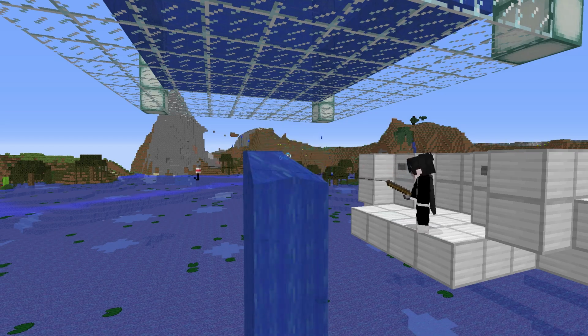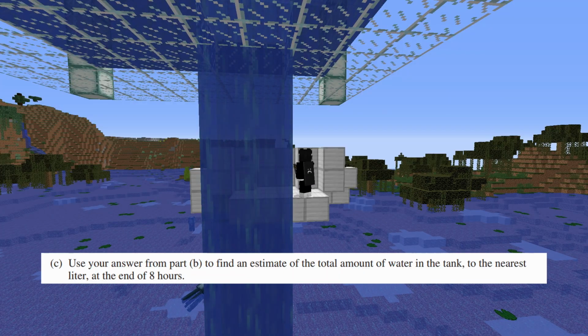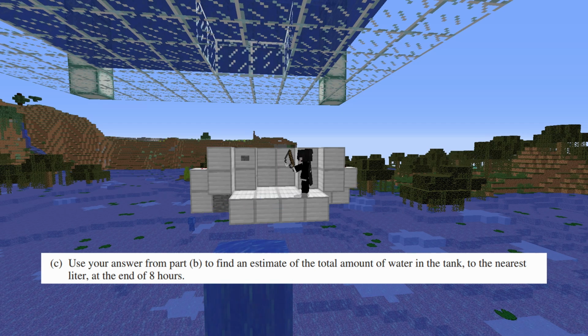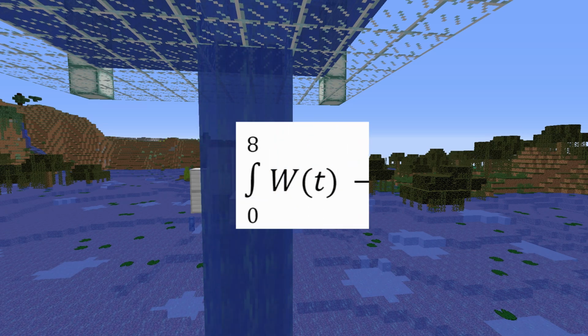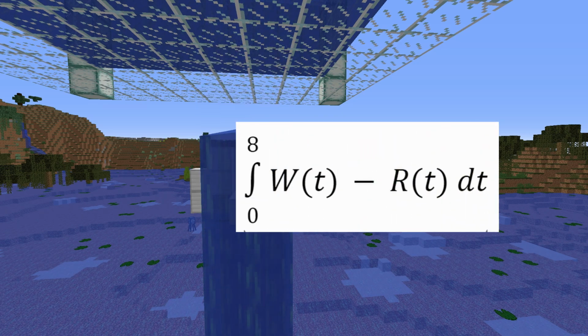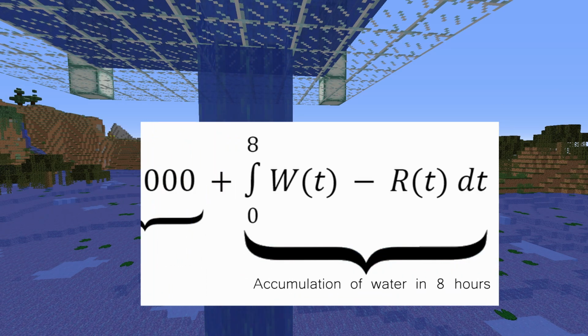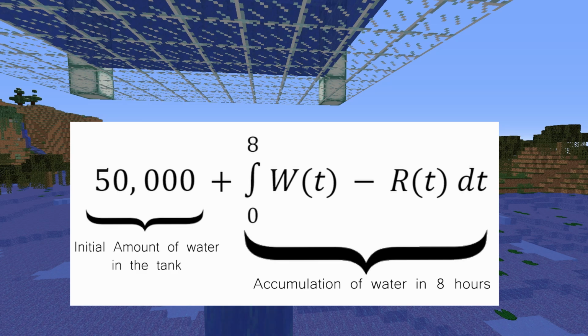A question that they were asked was to find the amount of water left in the tank after 8 hours. To solve this problem, students would have to take the integral of the rate of water in, subtracted by the rate of water out. This would give the accumulation of water after 8 hours. Then students would have to add the initial amount of water that was already in the tank from the start.